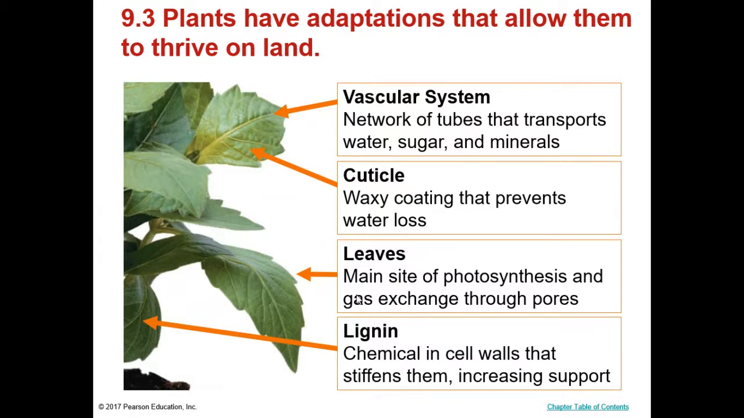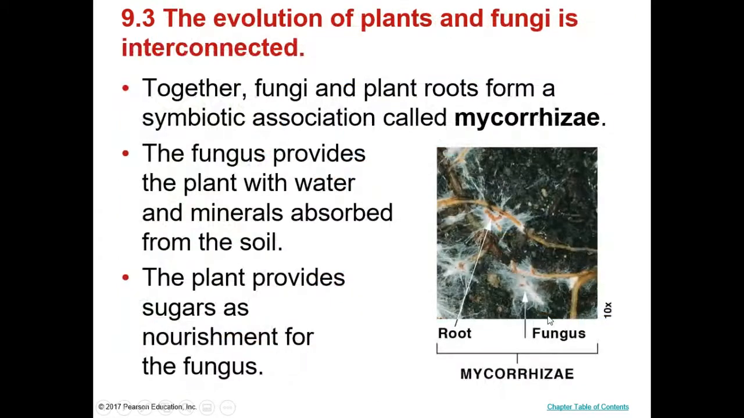The cell walls of plants are stiffened and hardened. They're enriched with lignin and cellulose, which again plays a big structural role and also helps in supporting them.